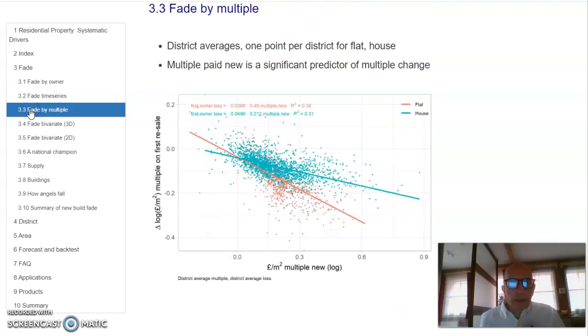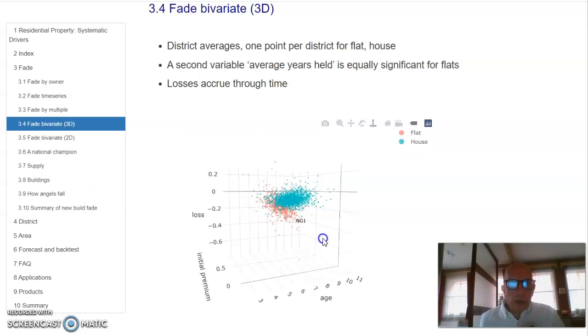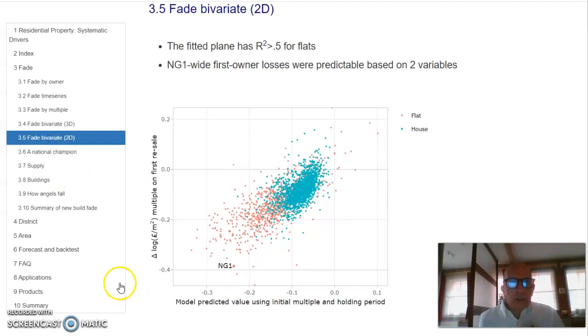Now, as expected, the loss is proportional to the initial premium paid. And for flats, the first owner on average loses half of that premium with a fixed 3.7% on top. It's also related to the holding period. The longer that is, the more you lose. You can see both are significant. You can see it's a high correlation with the model fit based on premium and holding period length, especially for flats. And NG1 as a district was totally foreseeably going to be a bad case.